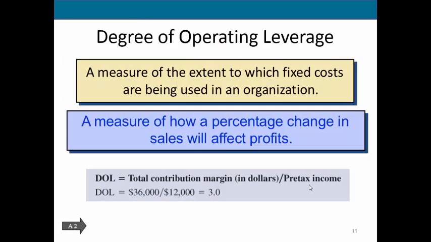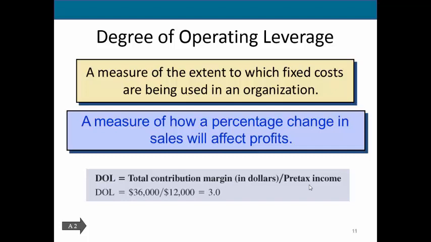So let's look at how this happens. The degree of operating leverage is a measure of the extent to which fixed costs are being used in an organization. So the degree of operating leverage is something we can use to calculate, if we have a specific change in our sales or our revenue, what's going to be the end effect on our profits.